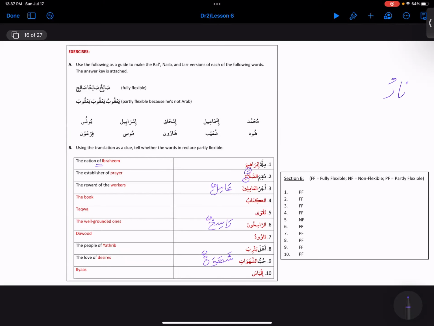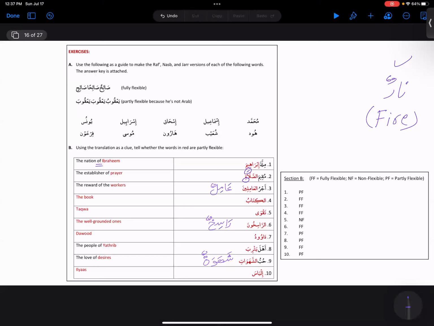So okay, Nari, now basically fire. It doesn't just refer to Jahannam, right? Any nar, any fire. So this is an Arab word, fully flexible. Clear? Jazakallah.